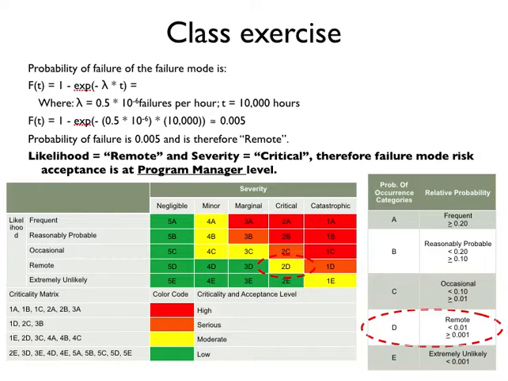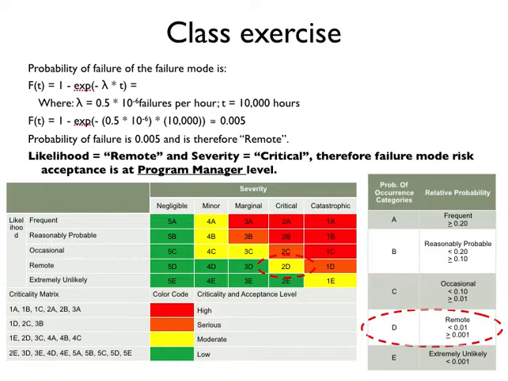Okay, we'll continue on now with the answer. So again, using the exponential distribution for the reliability, lambda is 0.5 times 10 to the negative 6. That's times 10 to the negative 6 because it's per million hours. And then the time value is 10,000 hours, right? So if we plug that in, we get a probability of 0.005.